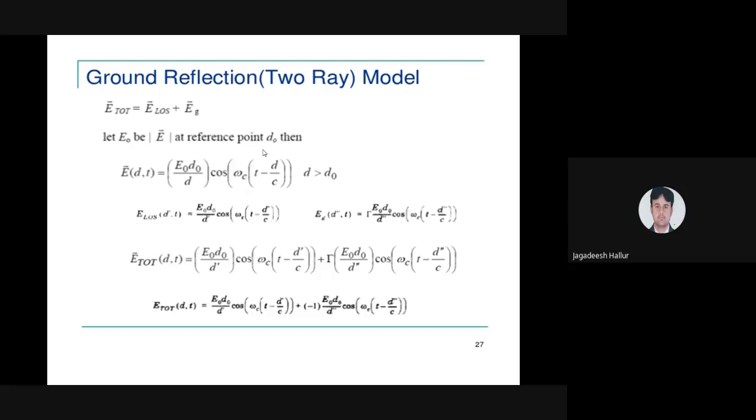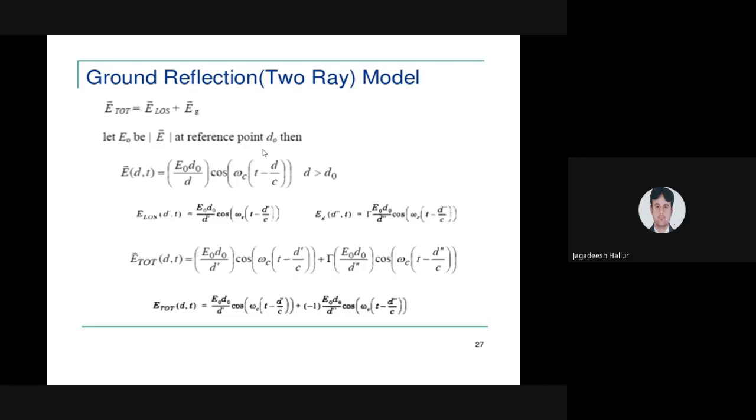So the remodified equation can be written as the total electric field with respect to distance d, t equals E naught d naught divided by d dash, cos of omega c t minus d dash divided by c, instead of plus, you can use minus, E naught d naught divided by d double dash, cos of omega c t minus d double dash divided by c. This is the main equation. This is the equation for a direct line of sight and the ground reflected wave. Got it? We are having two waves.